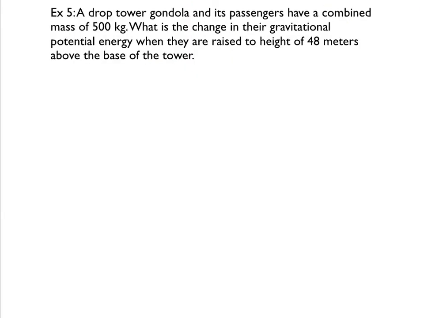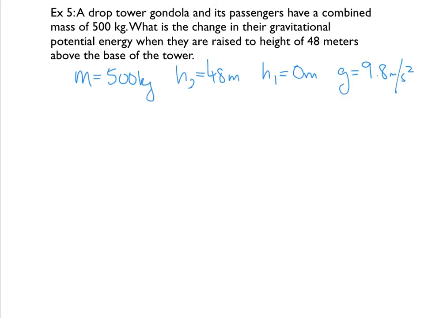Okay, example time. A drop tower gondola and its passengers have a combined mass of 500 kilograms. What is the change in their gravitational potential energy when they are raised to a height of 48 meters above the base of the tower? First thing, let's write out our givens. I've labeled the base of the tower as your initial height, and that's going to be 0. So that's our reference point. Your final height is 48 meters.